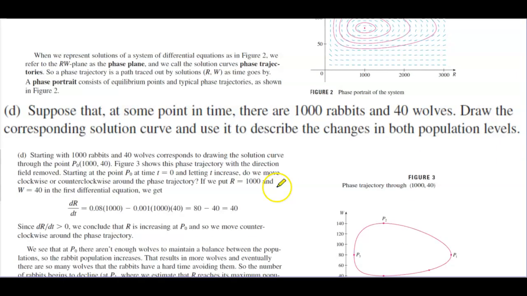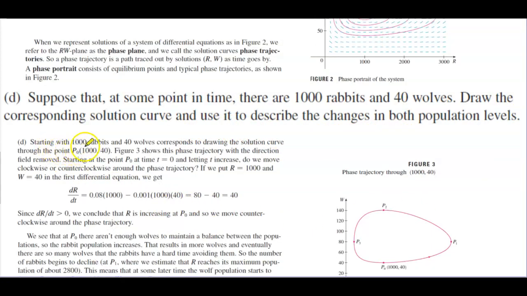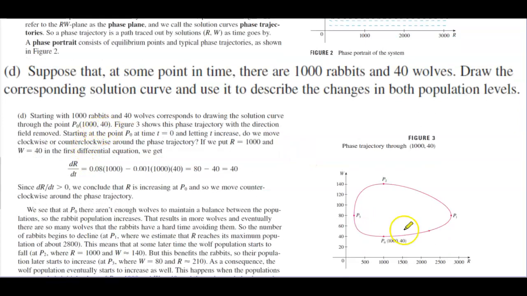Now in part D, it says suppose that at some point in time there are 1,000 rabbits and 40 wolves. We want to be able to draw the corresponding solution curve and use it to describe the changes in both population levels. Now if we're starting with 1,000 rabbits and 40 wolves, it corresponds to drawing the solution curve through the point (1,000, 40). So here is 1,000, and then there's our point 40. So that is our initial point.